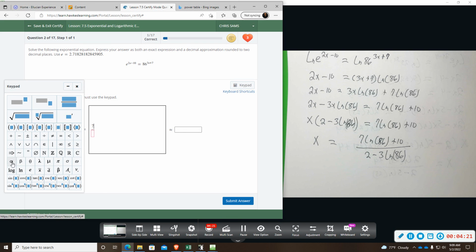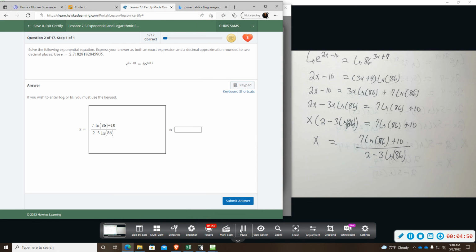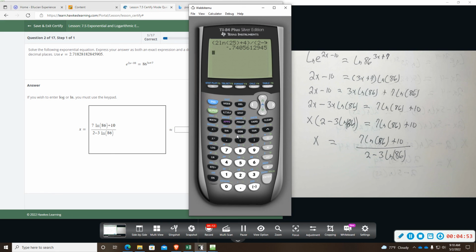So this is what we get for x. 7 natural log of 86, arrow out, and then plus 10. Arrow down, 2 minus 3 ln of 86. So this is what we get for x, and then we need to plug this into the calculator and get an approximation, and we're going to round to 2 decimal places. So this time I'm going to make the fraction bar and see what happens. Alpha y equal enter.